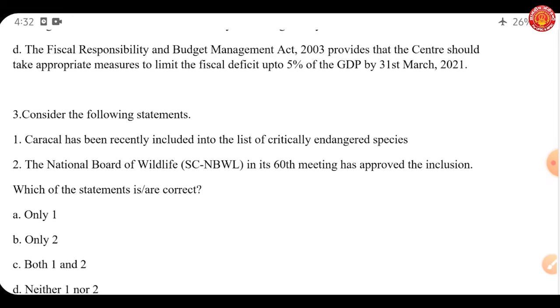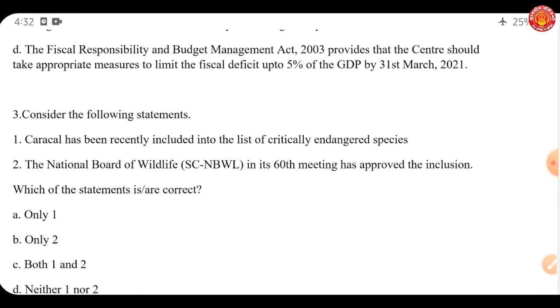This is the way a fiscal deficit is calculated. It is the total expenditure of the government, which includes capital and revenue expenditure. From this, you need to subtract the total income of the government. Here, the income of the government means the revenue receipts, recovery of loans, and other receipts. The Fiscal Responsibility and Budget Management Act 2003 provides that the center should take appropriate measures to limit the fiscal deficit up to 3% of the GDP by 31st March 2021. So that is about the GDP, about fiscal deficit.